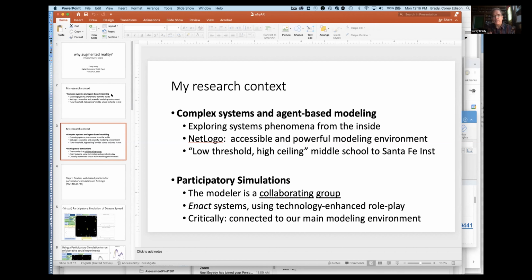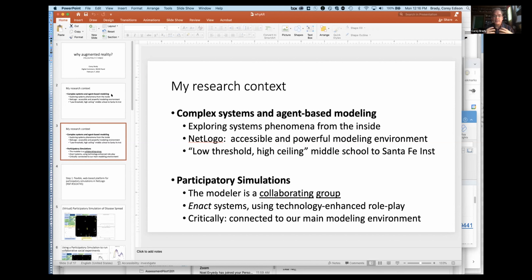The NetLogo environment is accessible, and it's designed in such a way that I've used it with middle schoolers, and at the same time, the Santa Fe Institute for Complexity uses it as their main tool. So it can be your first programming environment, and it can be a thing you can publish research in the field in. But it's still programming.